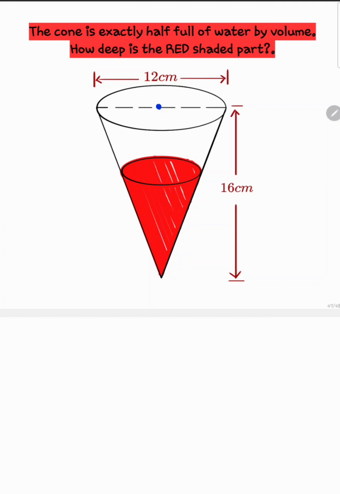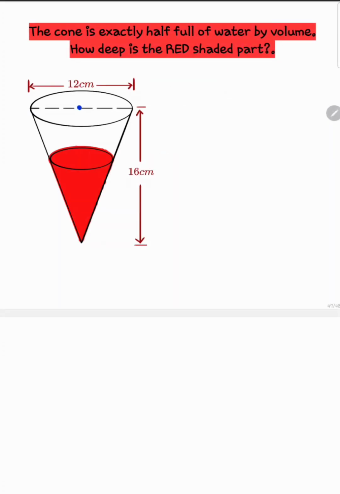And also we should know that the fact that we are told that it is half full of water doesn't mean the height of this smaller cone, this smaller region, will be half of this 16. No. So take note of that. Let's dive into the solution one after the other.